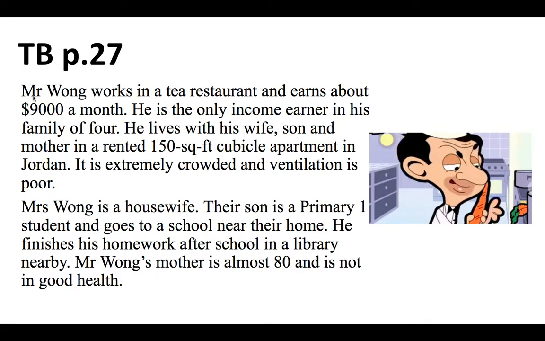So we know from this case, Mr. Wong now works in a tea restaurant, and his monthly income is 9,000. And in his family, he has his wife, a son, and a mother. So together in his family, there are 4 family members. His wife is a housewife. It means she doesn't work, so she doesn't get income.